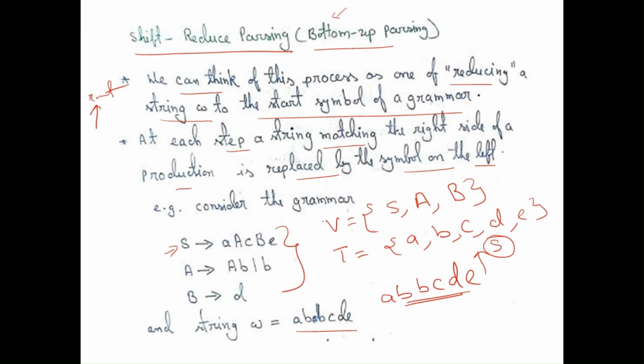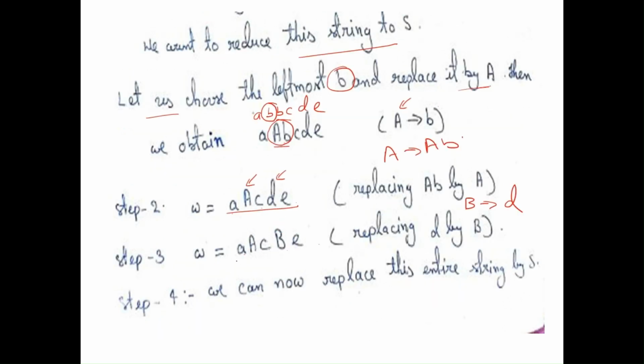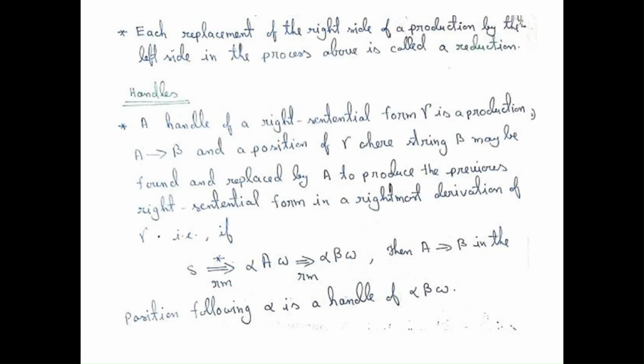And you can see the first production, S is rewritten as A, C, B, E. So this can now be replaced by the start variable. Okay, so ultimately what happened? We have reduced w to the start variable. So each replacement of the right side of a production by the left side in the process above is called what? A reduction.